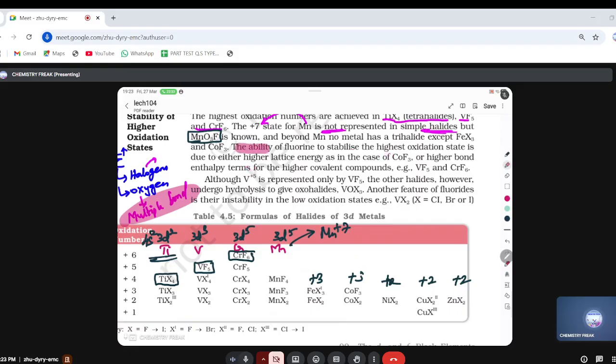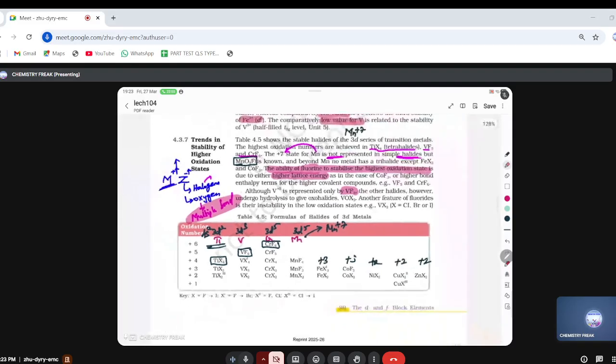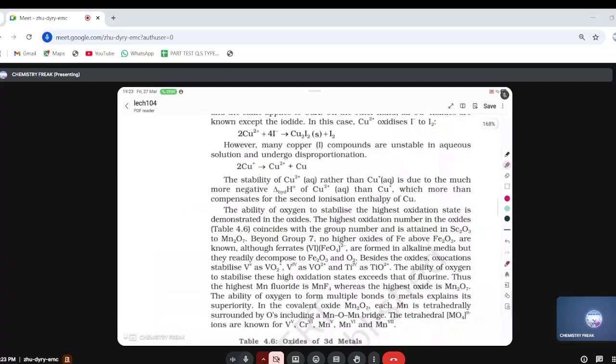The ability of fluorine, how fluorine is stabilizing the highest oxidation state. Most important point. How is fluorine stabilizing the highest oxidation state? Because it has higher lattice enthalpy. So vanadium +5 combines only with fluorine, because the lattice energy is very, very high. So halogens stabilize a compound because they have higher lattice energy.